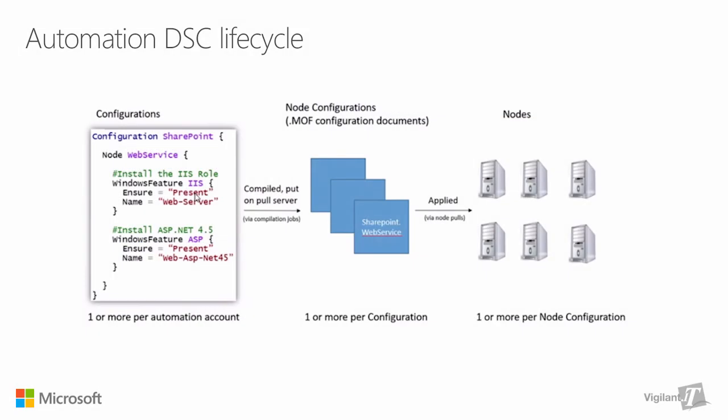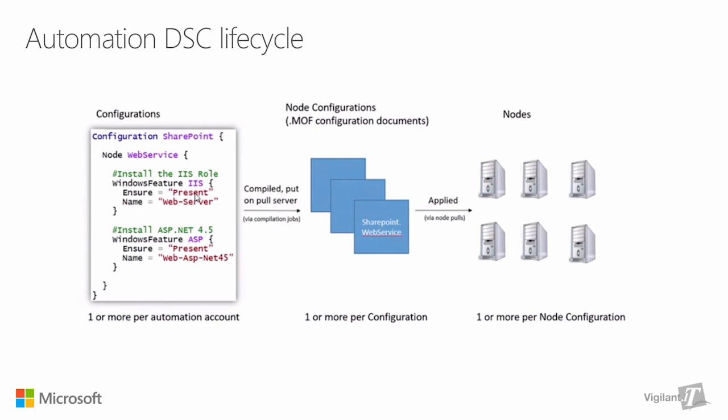So here's an overview of how the DSC lifecycle would look in OMS Automation. You first declare your configuration. In this case, we define that the nodes should have the web server role and the web ASP.NET 4.5 installed. We then take this configuration file and compile it, which creates what we call the node configuration MOF document. And finally, we just assign this to one or a group of nodes.